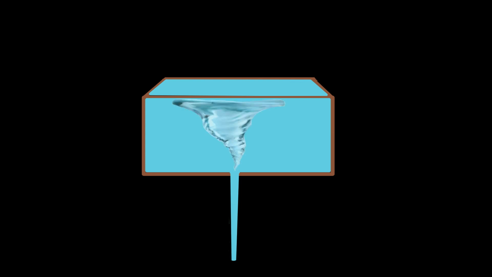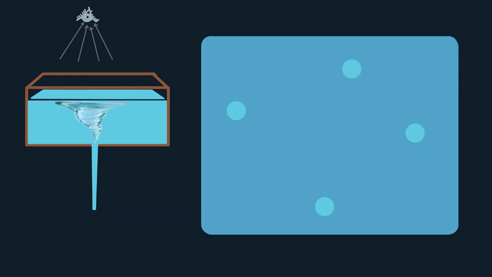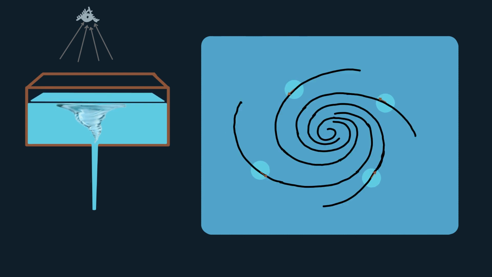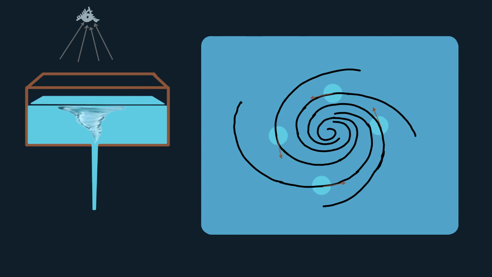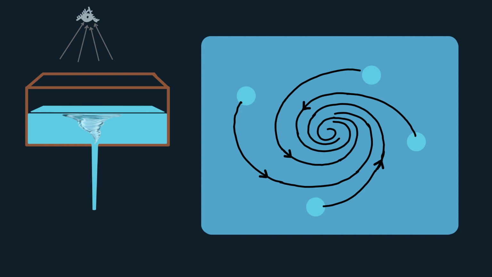Have you noticed that if you make a hole at the bottom of a tank full of water, water starts to fall, and a little water vortex is generated in the tank? Velocity near the center of the vortex is more. Let's see the water in the tank from the upside. If we slow down the time and look carefully, we will see particles are going in a spiral path. We can see now how the length and direction of the velocity vector attached to particles are changing. As the particles approach the center, the length of the velocity vector increases.